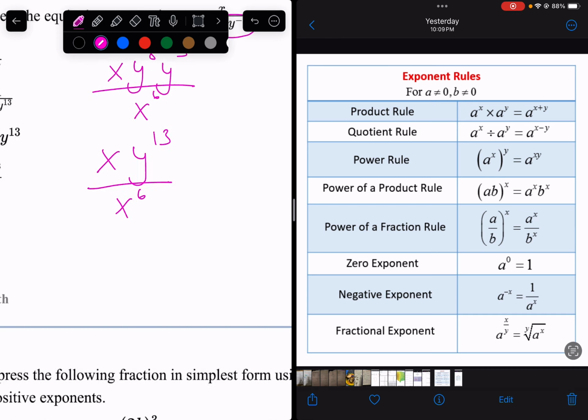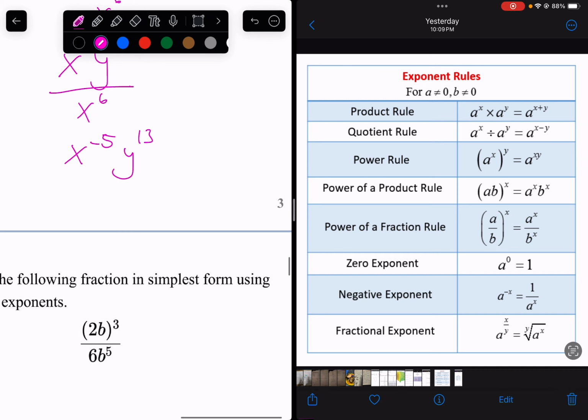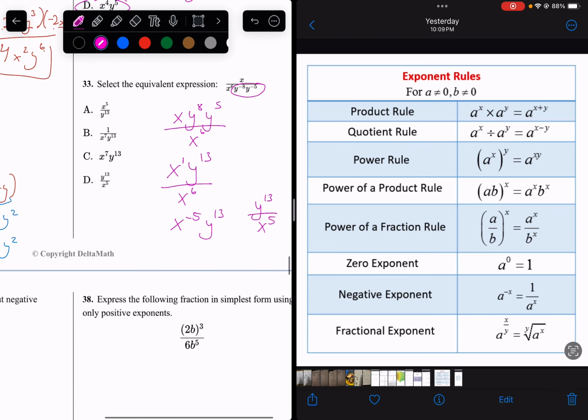Now we've got to divide those. So top minus bottom, that's like 1 minus 6. So we get x to the negative 5th, y to the 13th. Can't leave those negative exponents in there. So we've got y to the 13th over x to the 5th.